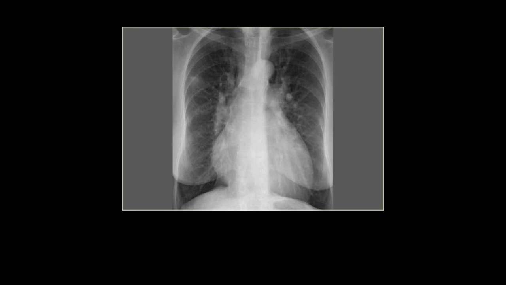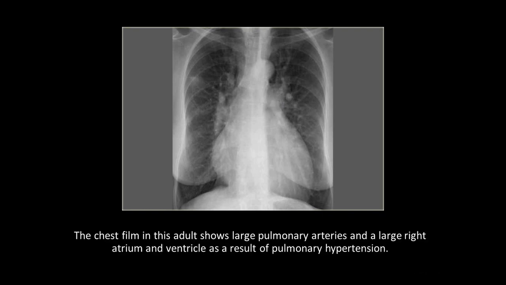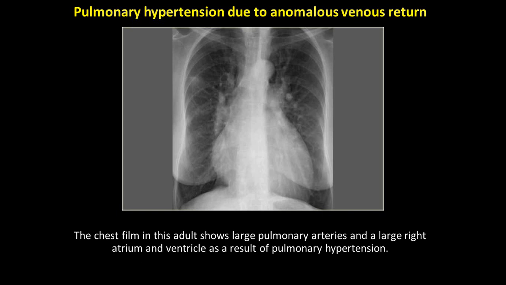What do you see here? The heart seems to be increasing in size, right? Yeah. Particularly this portion. What forms the right border of the heart? Do you remember from the previous lecture? Right atrium, right? So probably the right atrium is enlarged. What else? What about the broncho-vascular markings? They seem to be prominent, right? Yeah. And the pulmonary arteries are prominent. Yeah. So this is a case of pulmonary hypertension due to anomalous venous return.